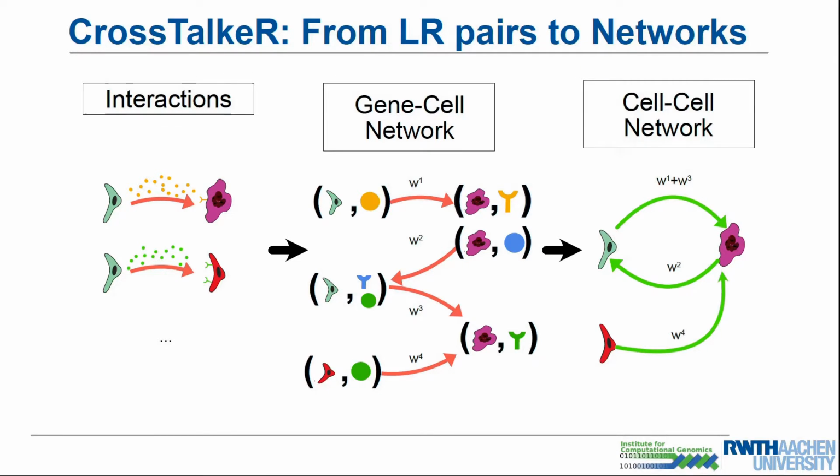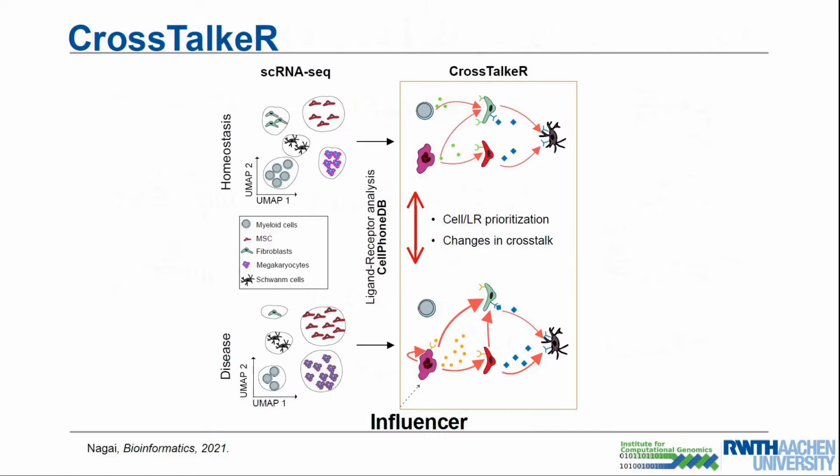Another resolution that we provide in CrossTalkeR is the cell-cell network. To do that, the gene cell network is contracted to keep only the cell-cell information. In this way, all the interactions given a cell pair are aggregated by sum, as shown by the interactions W1 and W3. That is the sum of the interactions from the gene cell network.